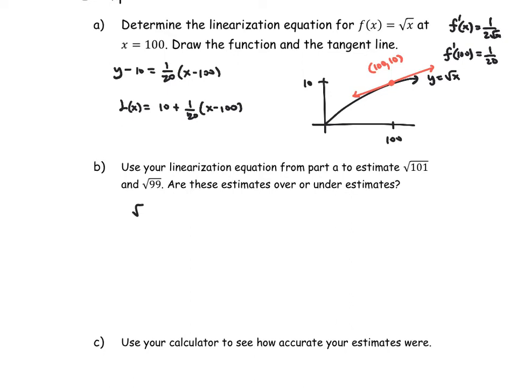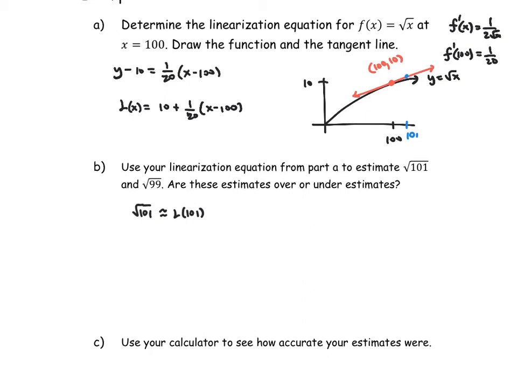So if I want to approximate the output for, let's say, the square root of 101, it should be approximately equal to L of 101. So where would L of 101 be? Well, it'd be right here. It'd be a little bit bigger, just a tiny bit bigger than the actual output of the square root of 101. And we can tell that that output will be an overestimate for the actual function value.